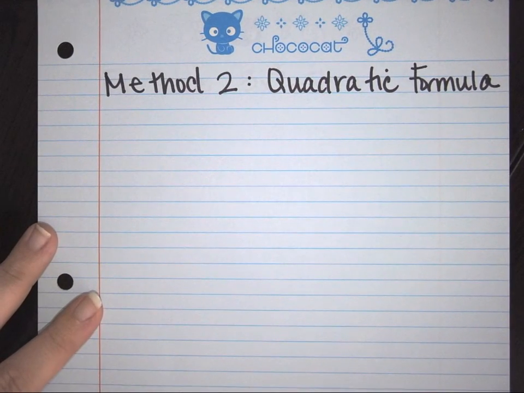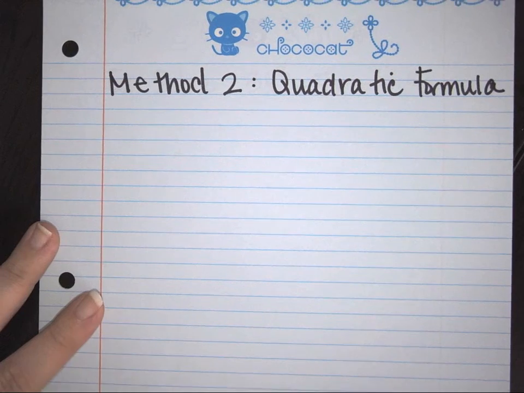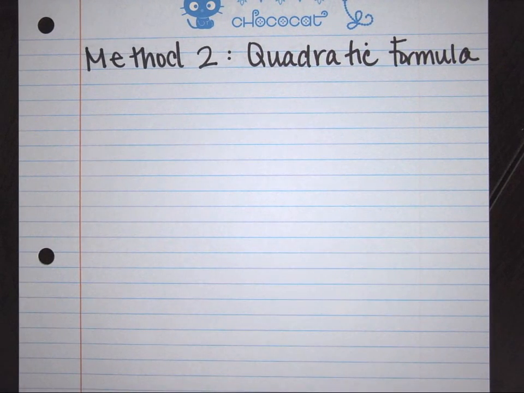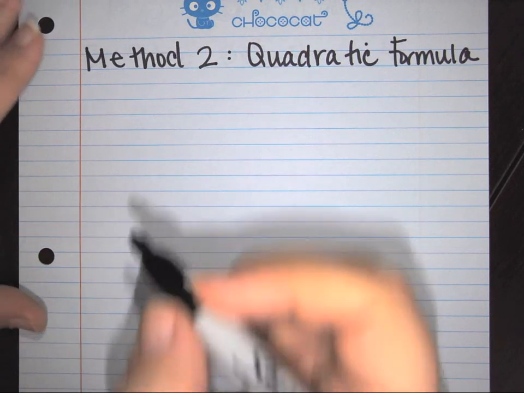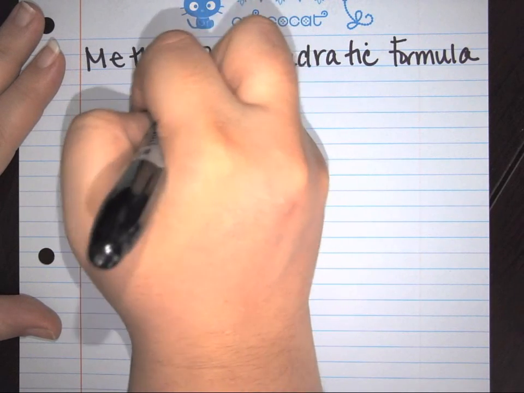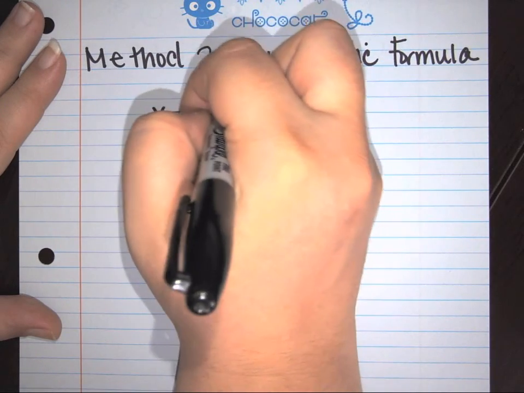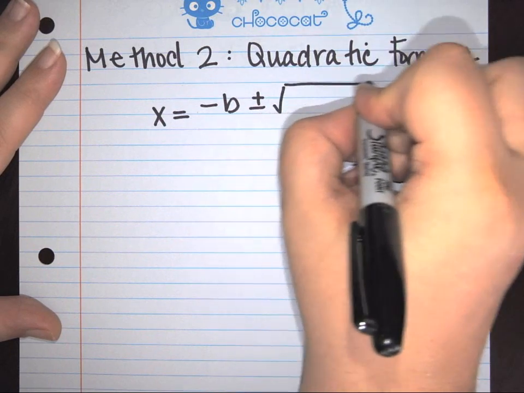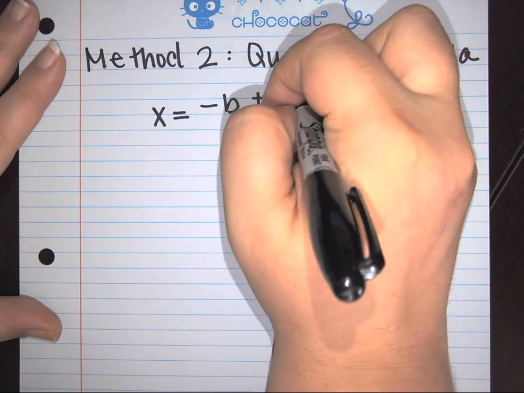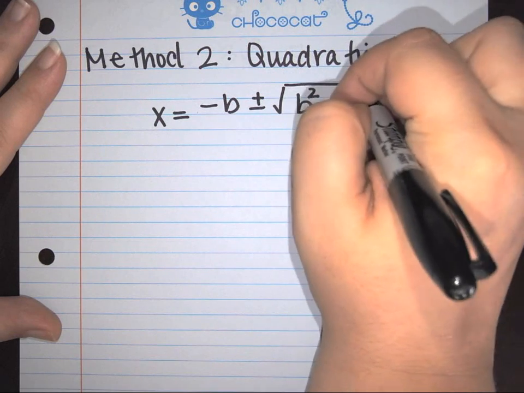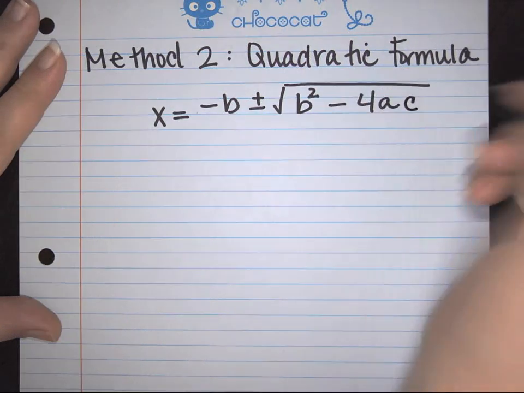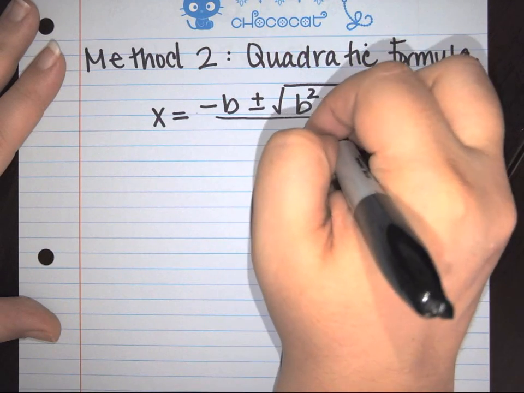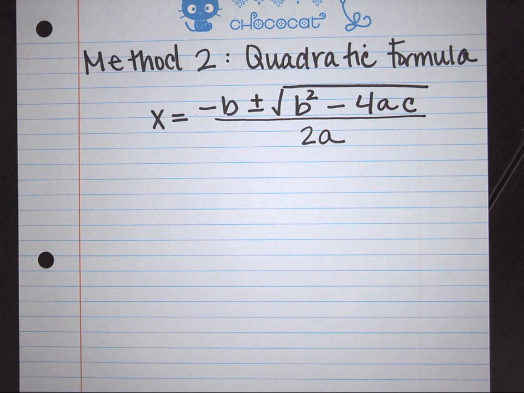Now we have a totally separate method that we can use to solve quadratics, and that is called the quadratic formula. The quadratic formula is simple. We have x equals negative b plus or minus the square root of a whole bunch of junk. And that junk is b squared minus 4 times a times c, and the whole thing is over 2 times a. So that is the formula that we have to use.